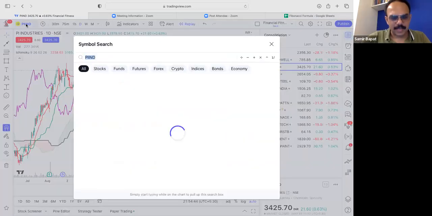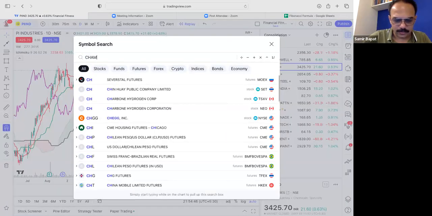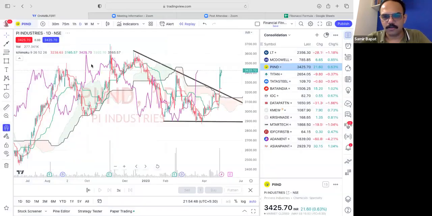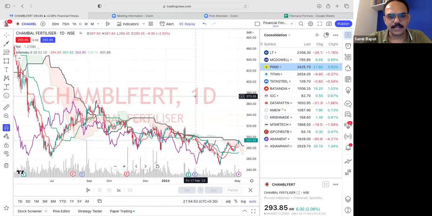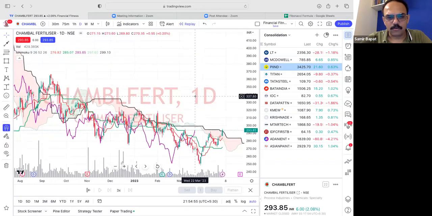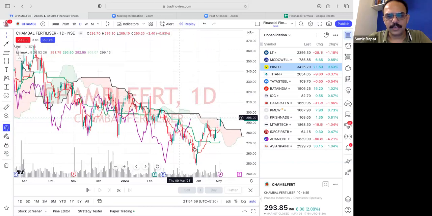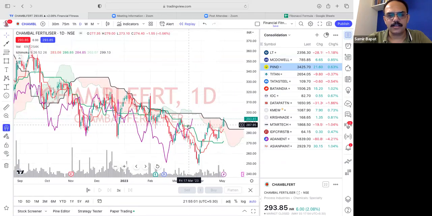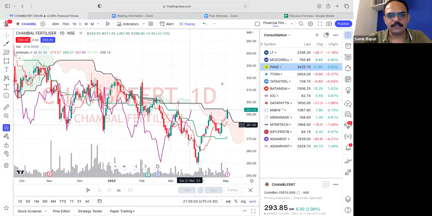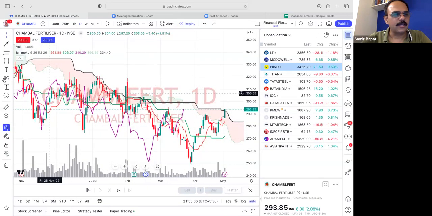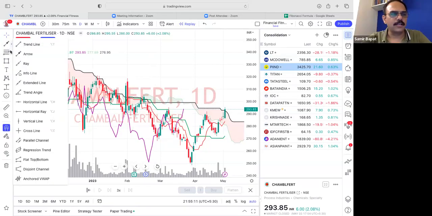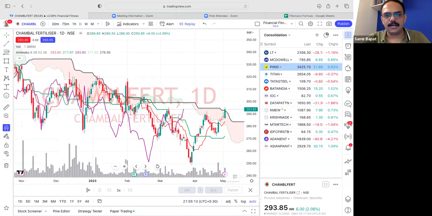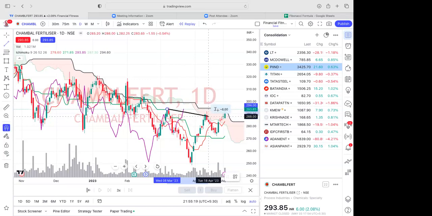Chambal Fertilizer is the last thing we take today. Chambal Fertilizers is in a consolidation phase right now, more of a downtrend. It went down, went up, went down, went up. So it's almost like a head and shoulder. Let's take it this way, Rupesh. This is most likely a head and shoulder here. This is the neck.